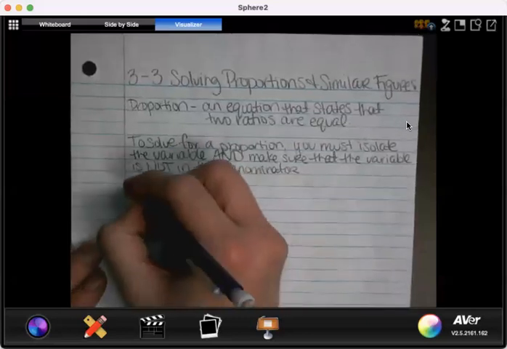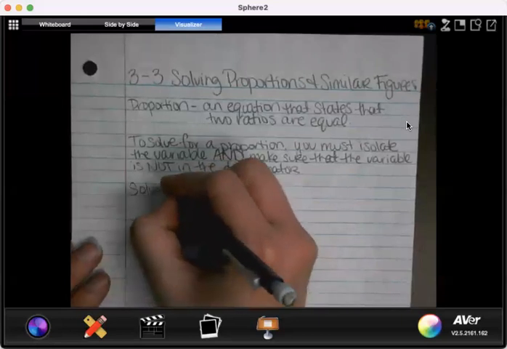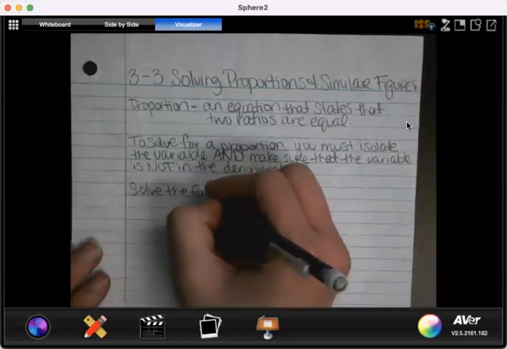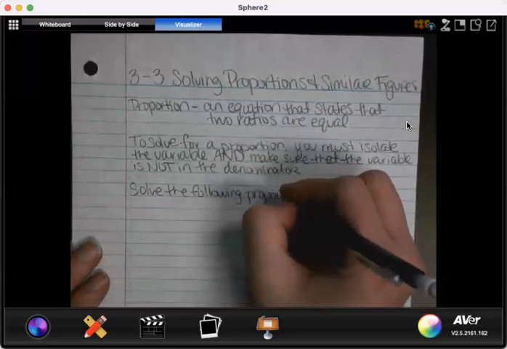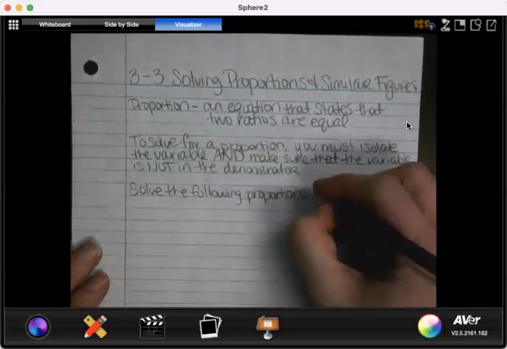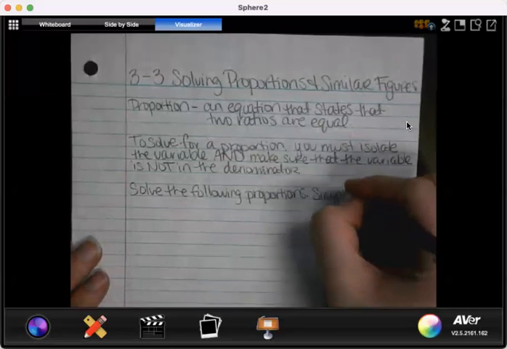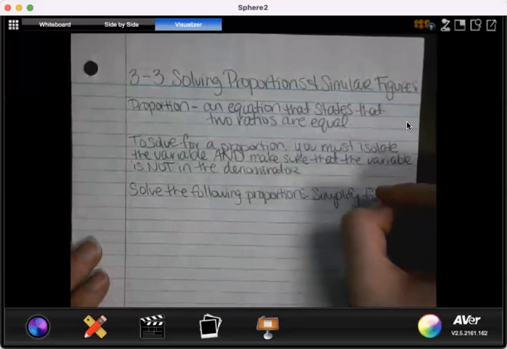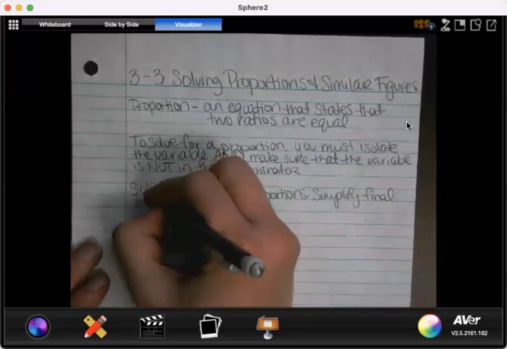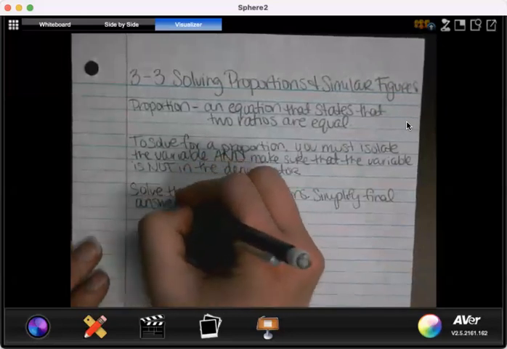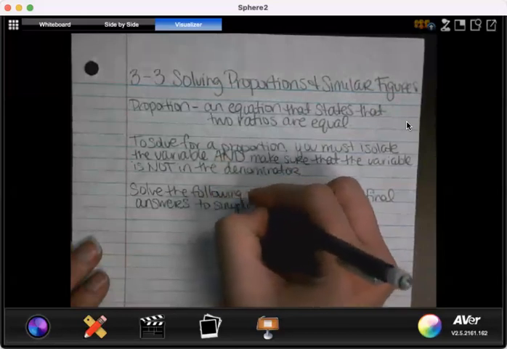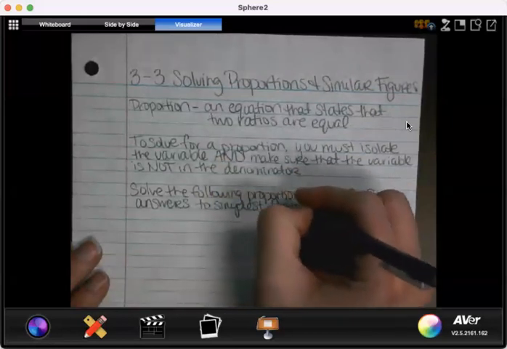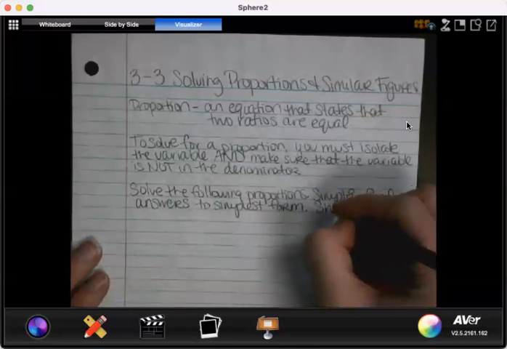So solve the following proportions. Simplify final answers to simplest form. And show all work.